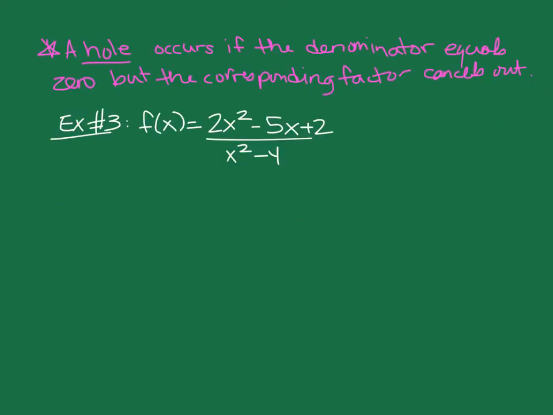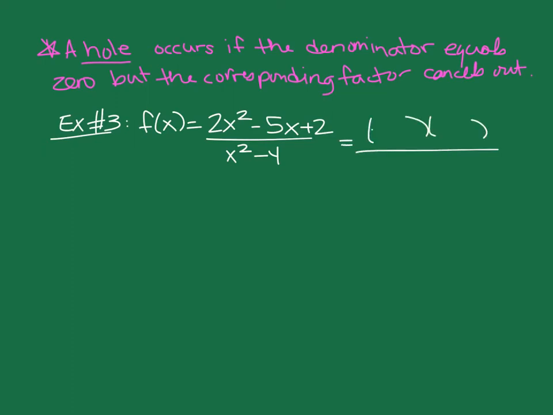So our next thing that you're going to see is what we call a hole in the graph. That is going to occur in places where your denominator equals 0, so it's not in the domain, but you get a factor that actually cancels out. So let's go ahead and start by factoring this one.